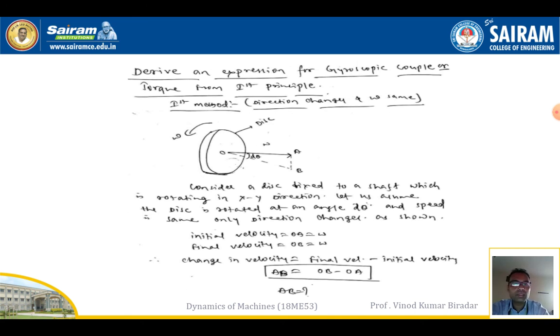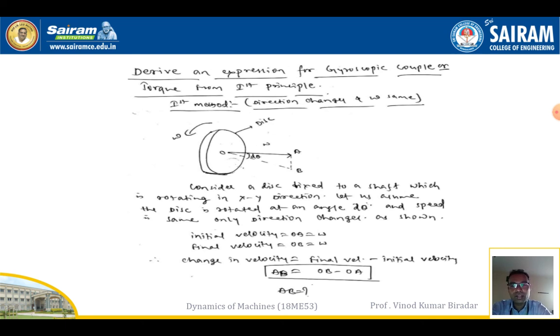The second part is to derive an expression for gyroscopic couple or torque from first principles. First method, that is the direction of changes of omega. Let us consider a disk which is fixed to a shaft which is rotating in the xy direction. Let us assume the disk is rotated through an angle of delta theta, and the speed is the same, only the direction changes, that is OA to OB, as shown in the figure.